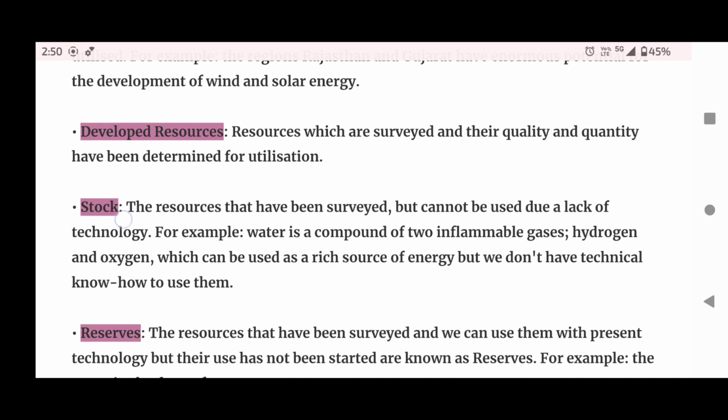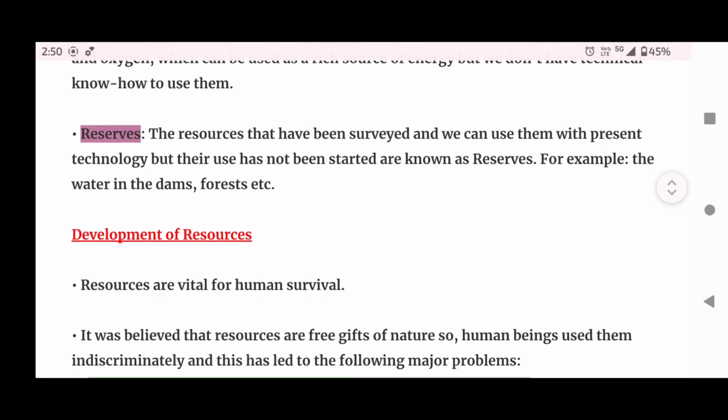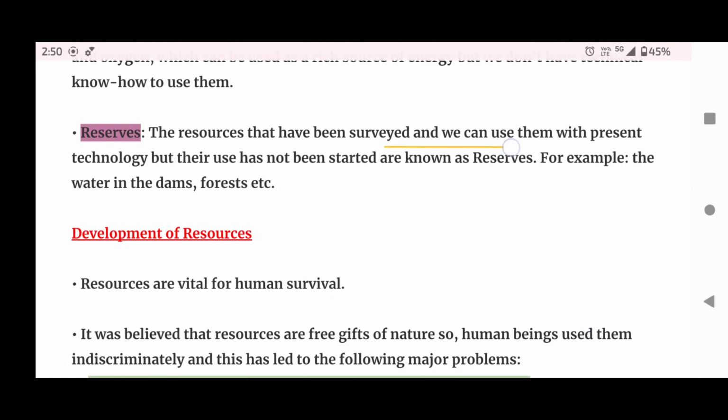Stock: the resources that have been surveyed but cannot be used due to lack of technology. For example, water is a compound of two inflammable gases, hydrogen and oxygen, which can be used as a resource of energy, but we don't have the technical know-how to use them. Reserves: the resources that have been surveyed and which we can use with present technology, but their use has not been started, are known as reserves. For example, the water in the dams, forests, etc.